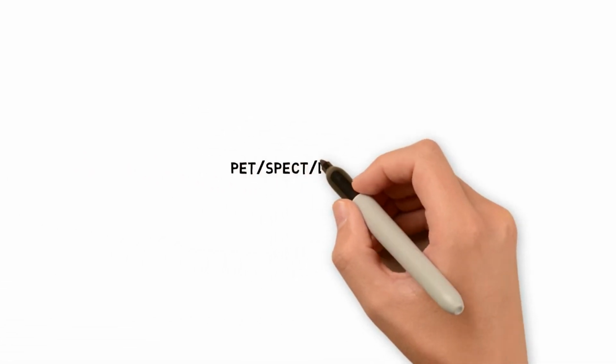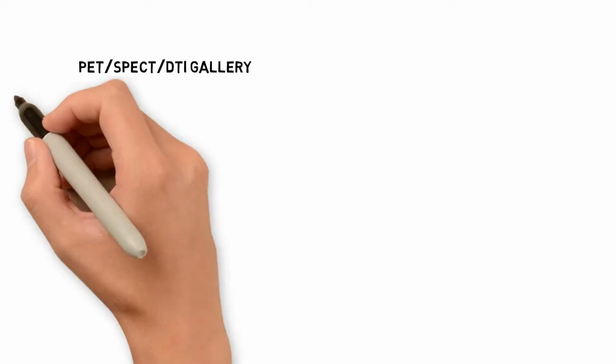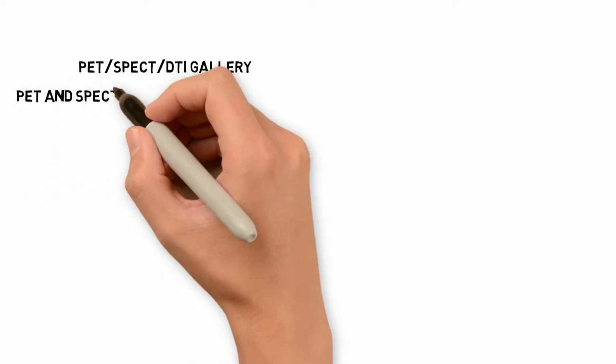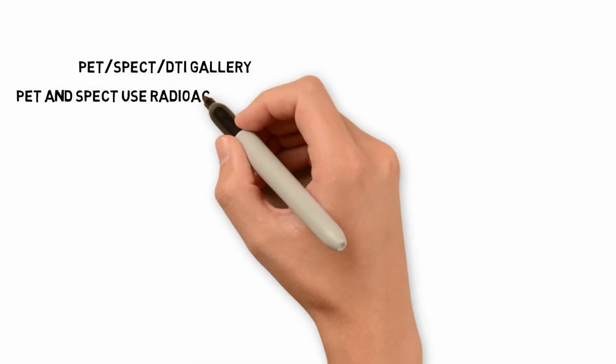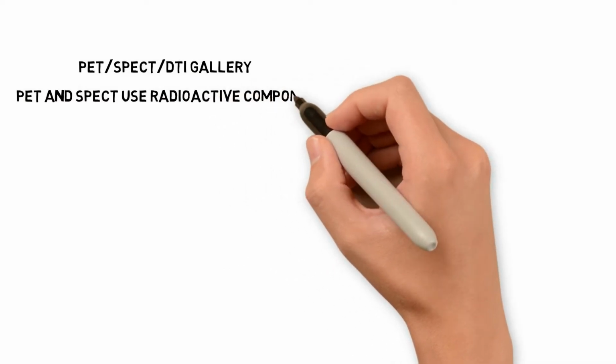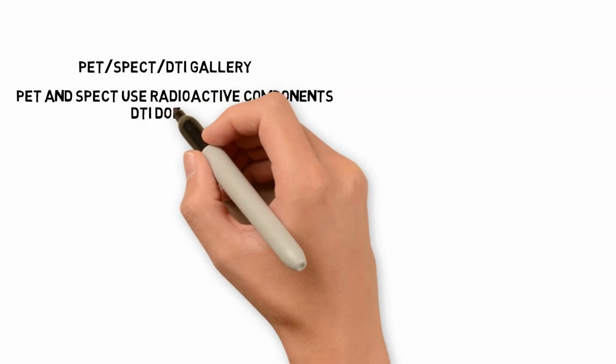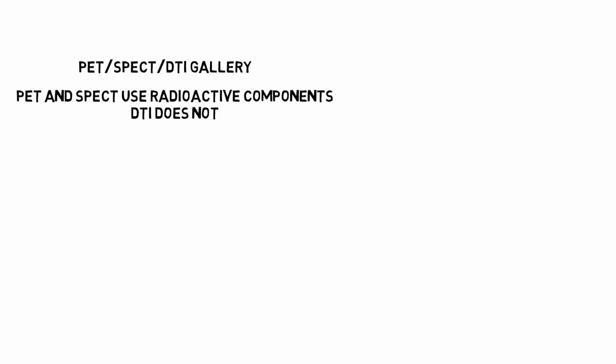This is the PET SPECT DTI Gallery. PET scans are positron emission tomography scans. These scans use photon-emitting radionucleotides for emissions of positrons that are then picked up by the receiver. The PET scan is used to examine brain function rather than brain anatomy.